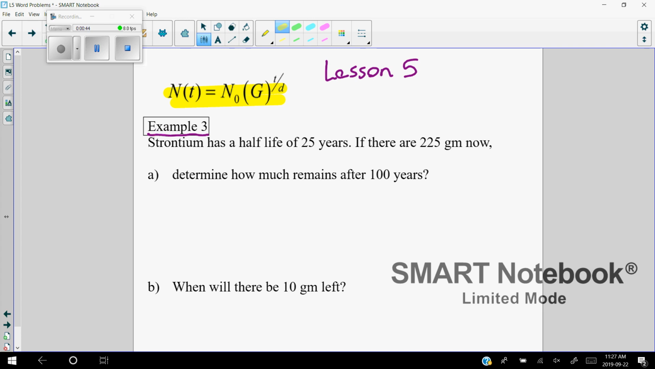So for example, the first thing I recognize is I try and see what kind of situation am I dealing with. Is there a percent increase, a percent decrease, half-life, or maybe doubling time? And I see right away that it's half-life. So that tells me that G, my growth rate here, is going to be equal to 0.5 or 1/2, so half. Okay, and that happens in 25 years. So this 25 years, that is going to be my D, which stands for my doubling time.